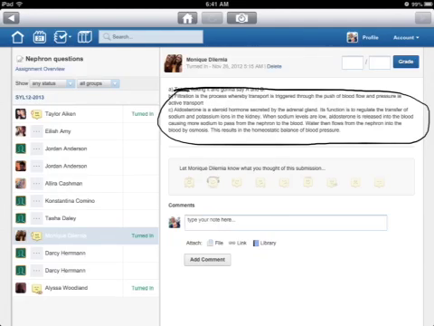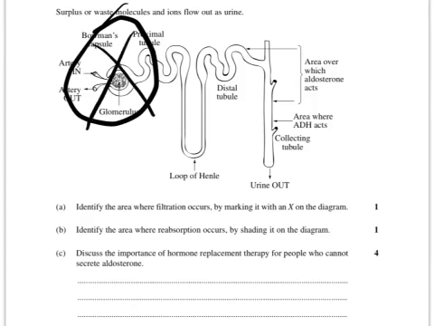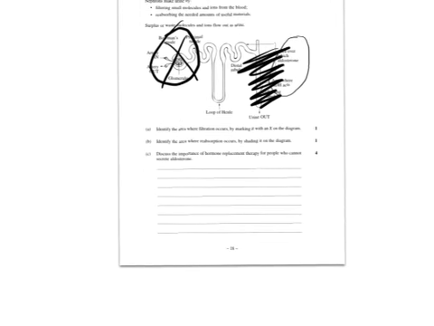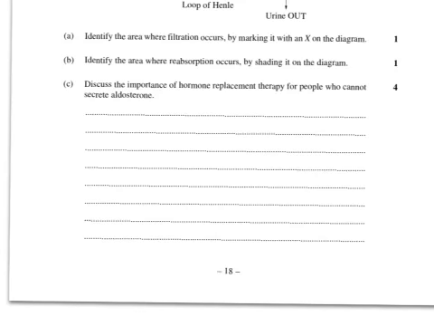Now, just to prove that these sorts of questions aren't a one-off, here is something from another paper where yet again it's the kidney, and we have to identify the area where filtration occurs. We know that. You put the X there and shade the area where reabsorption occurs. We know that ADH and aldosterone are responsible for water regulation, so reabsorption takes place here. And then, just for Taylor, because you asked that question before: discuss the importance of hormone replacement therapy for people who cannot secrete aldosterone.